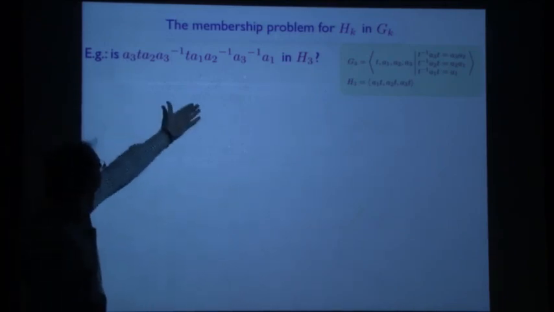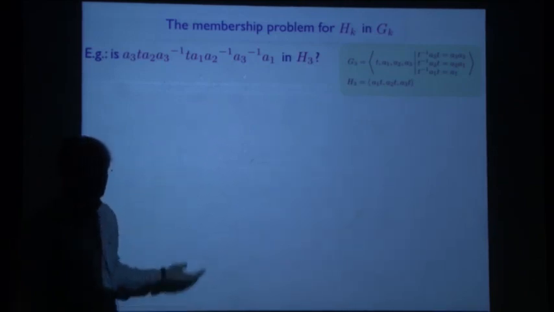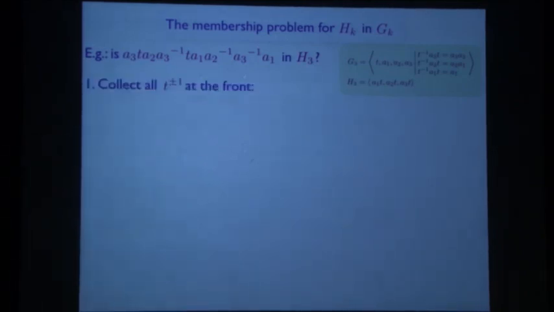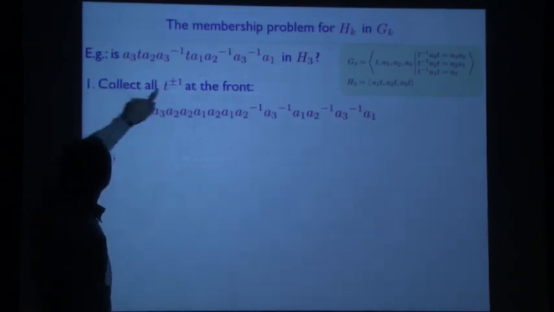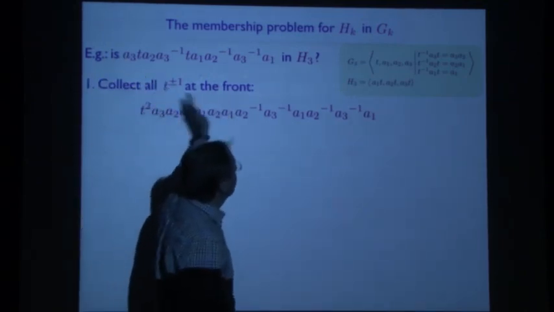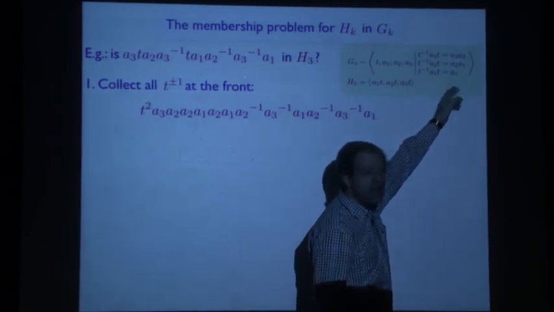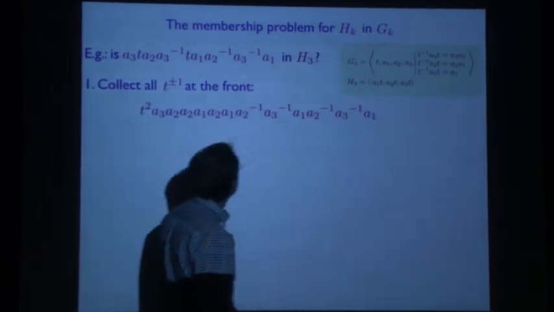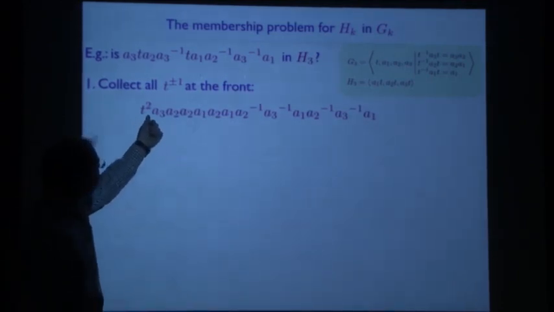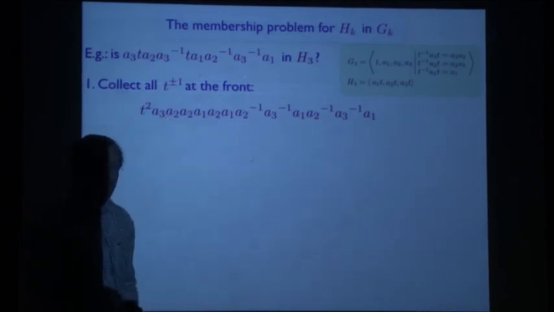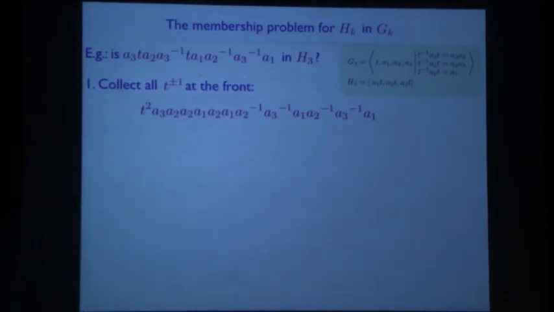So we take a word. Is it an element of H3? How do we tell? Here's what we're going to do. First, collect all the T's at the front. That is, shuffle the T's to the left, put through the A's, and as you shuffle them along, you change the A's using these relations. And collect the T's at the front, and that will blow up the number of A's somewhat, but in fact it only blows up the number polynomially. This is a polynomial growth free group automorphism.